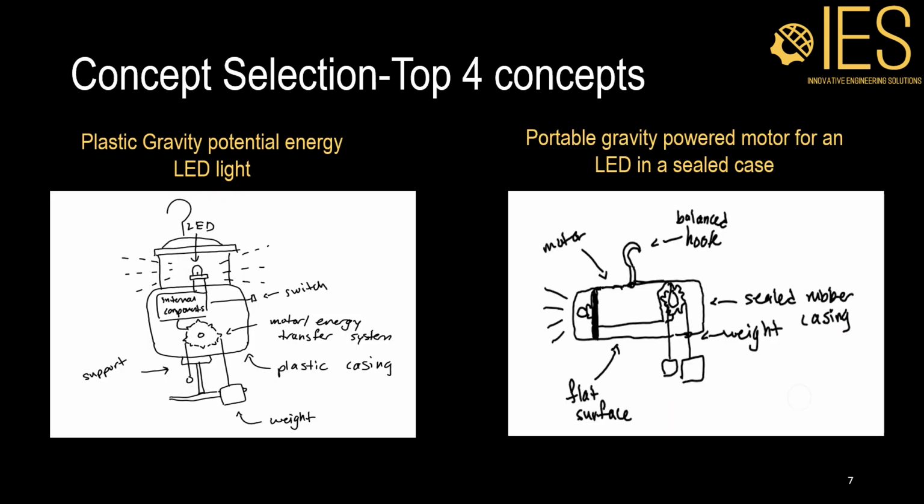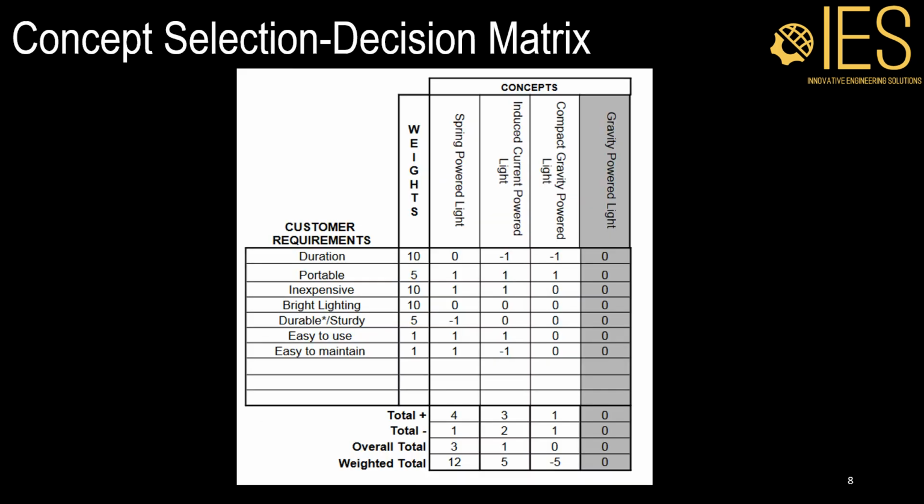The plastic gravity potential energy LED light uses gravitational potential energy by using a weight to turn the motor that will power the LED. The product is in a plastic casing and has a stand for support. The portable gravity-powered motor for an LED in a sealed case also uses gravitational potential energy, and it has a hook for portability. To choose between our top 3 concepts, we created a decision matrix.